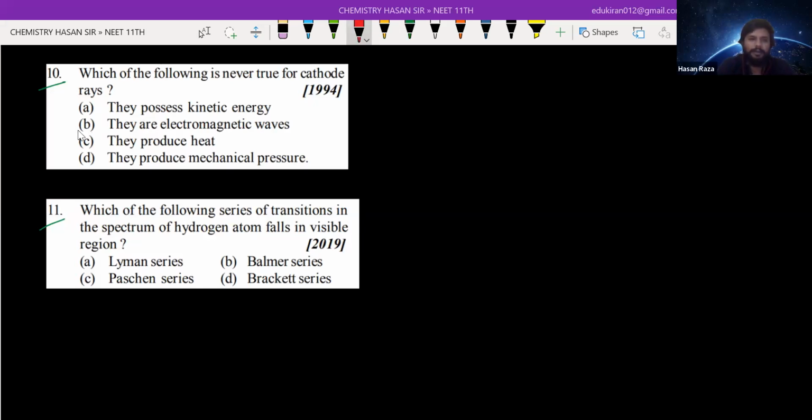They are electromagnetic waves. Cathode rays are basically kinetic energy. They possess kinetic energy. They produce heat. They produce mechanical support. But cathode rays are from electrons, and they are not electromagnetic. So "they are electromagnetic waves" is not true. Very good. The next one is correct. Everyone has given the correct answer for the next.